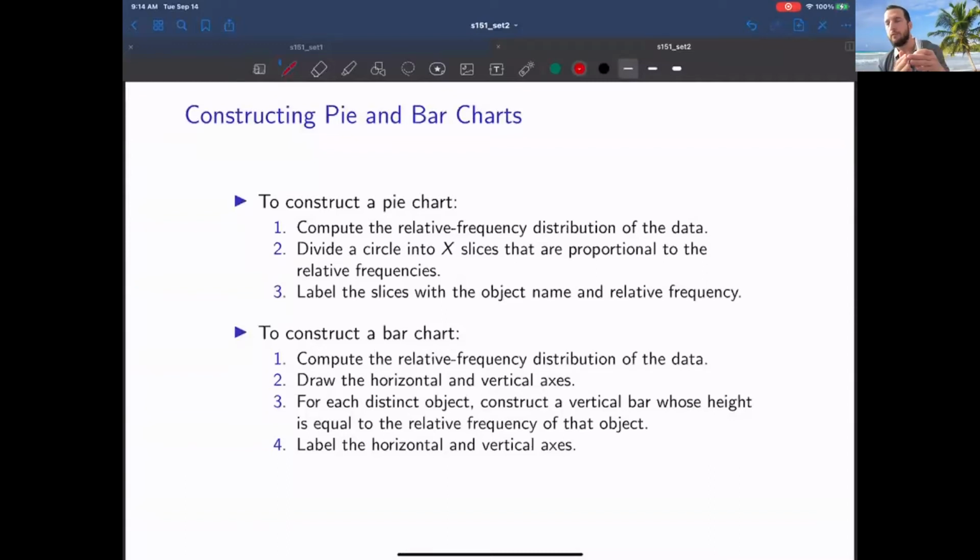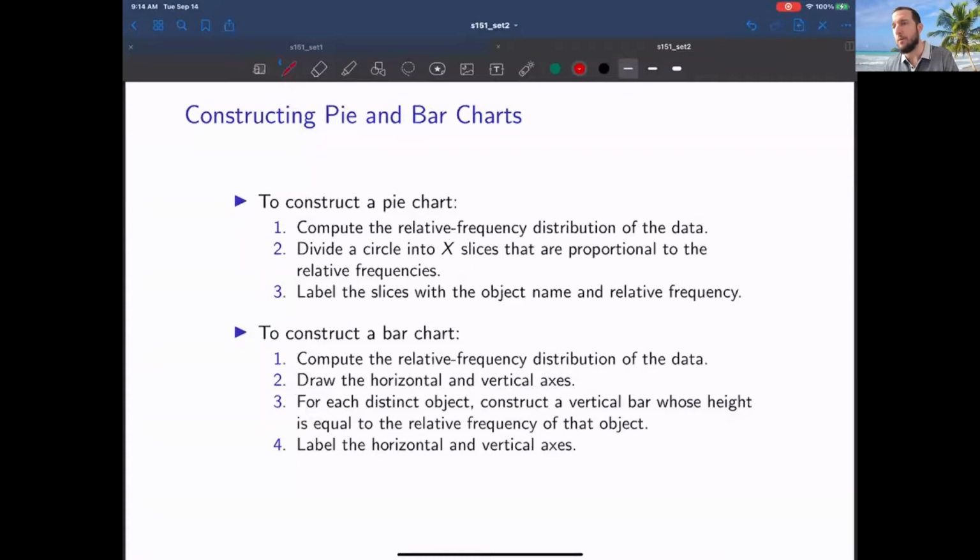So the smallest slice would have the smallest relative frequency. The largest slice would have the largest relative frequency. And then slices will be given the same size if they have the same relative frequency. A bar chart is slightly different in that it uses axes.